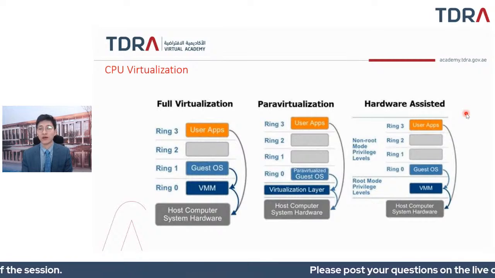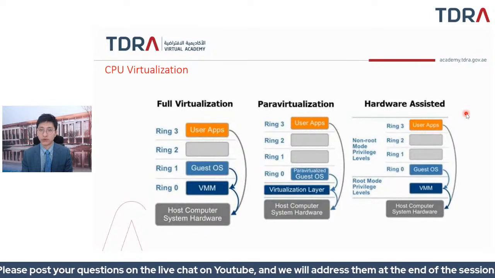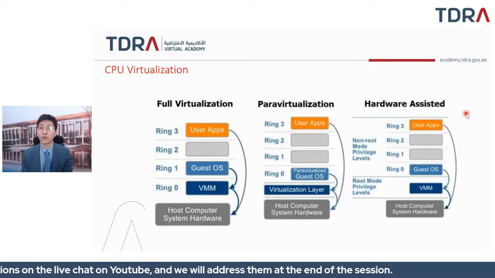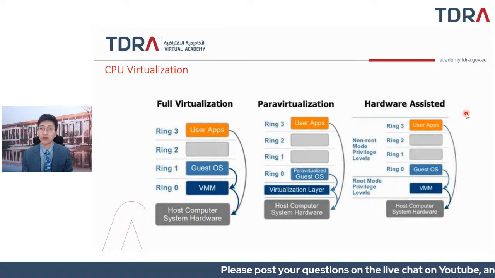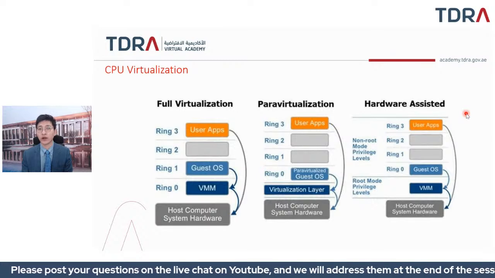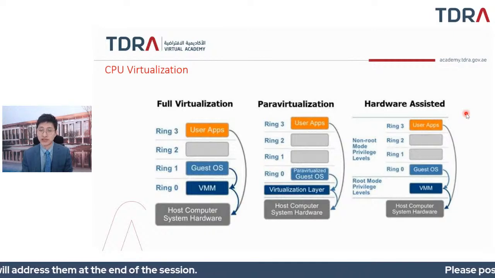Okay, so for now, the first type and the second type are all done by software. To improve the efficiency, we have hardware that can help us do the virtualization. That is hardware assisted virtualization. In this case, some hardware vendors started to define new rules in their hardware, so that once the guest OS wants to do something, the hardware will assist it to finish the operation.